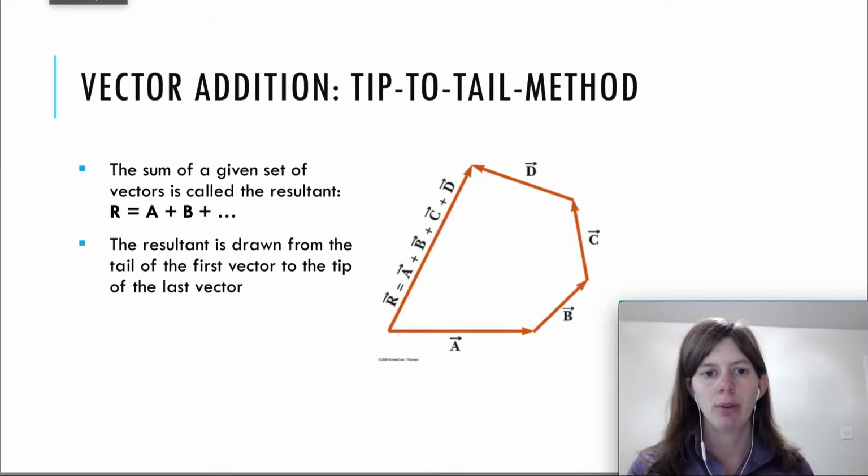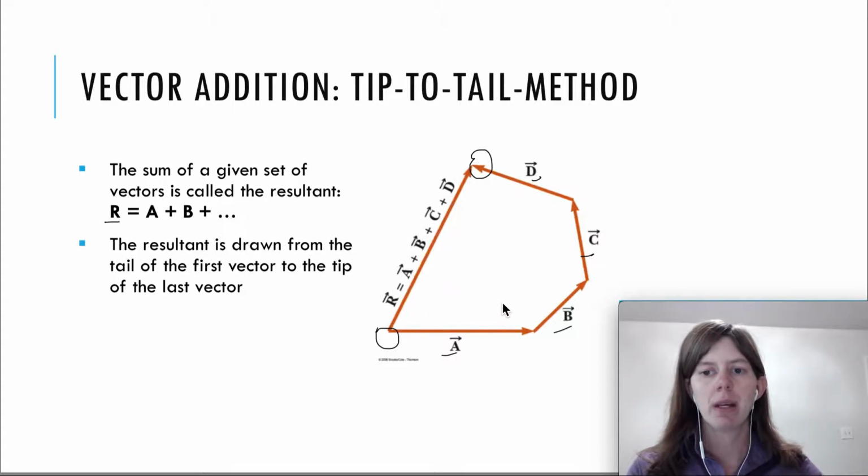So the method I like to use to add vectors is the tip-to-tail method. When you're adding vectors, the sum of all of these vectors is called a resultant. In this picture, we have 4 vectors that we're adding, vector A, B, C, and D. In order to add them, we put each vector at the tip of the previous one. That's what we did with B, C, and D. And then the resultant is drawn from the tail of the first vector, which is right here, to the tip of the last vector, which is right here.